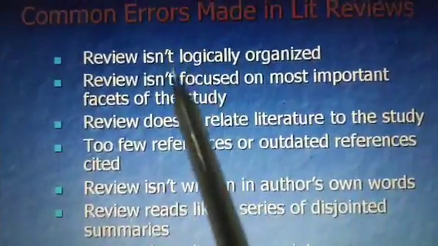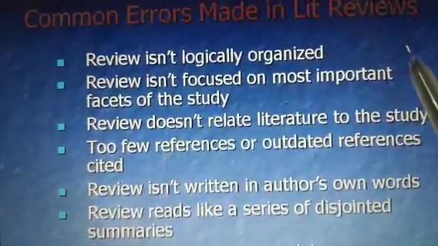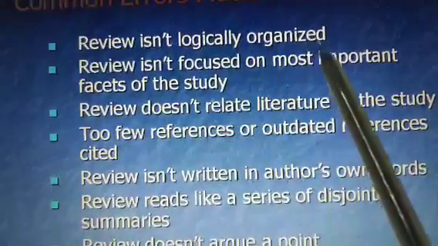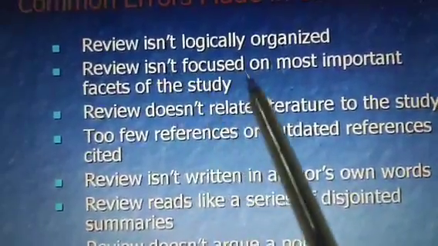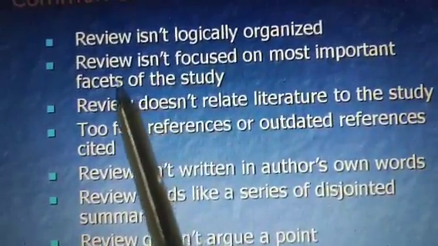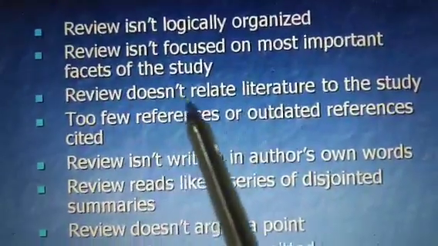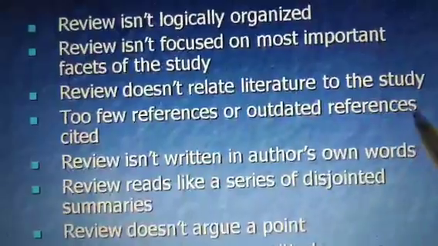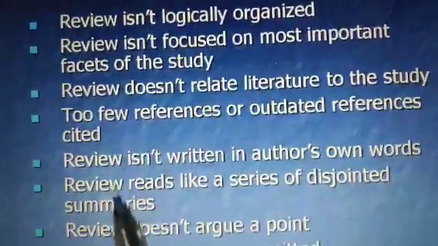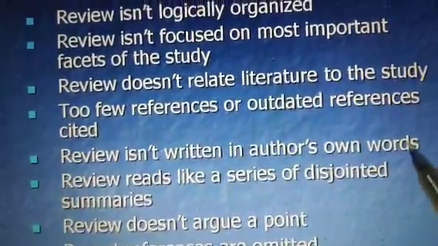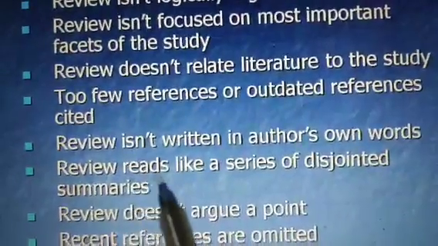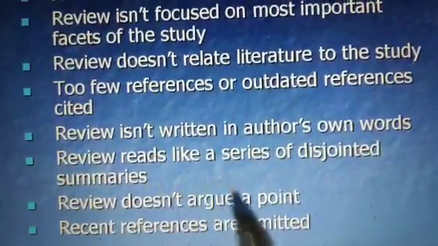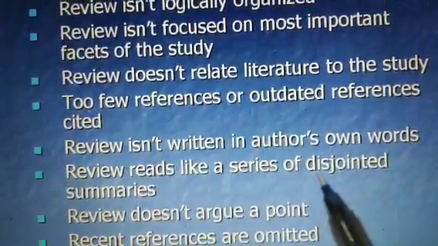So students, there are some common errors made in literature reviews. You should be alert to these common errors. For example, the review isn't logically organized is a common error. The review isn't focused on the most important facets of the study. The review doesn't relate literature to the study. Too few references or outdated references cited is also a problem. The review isn't written in the author's own words is also a common error. The review reads like a series of disjointed summaries. The review doesn't argue a point. Generally, researchers make this error.